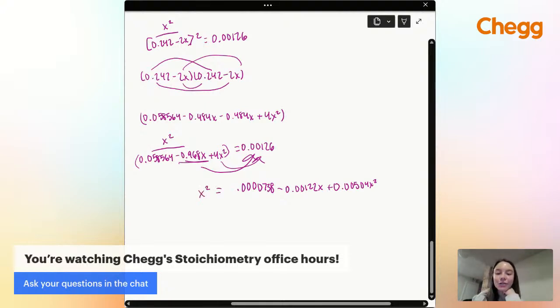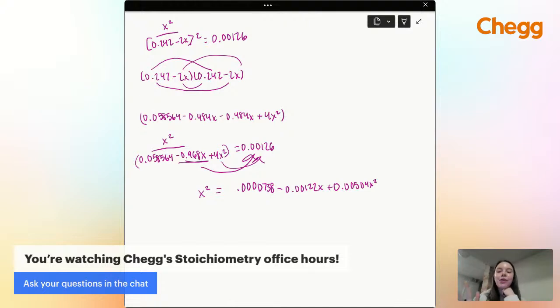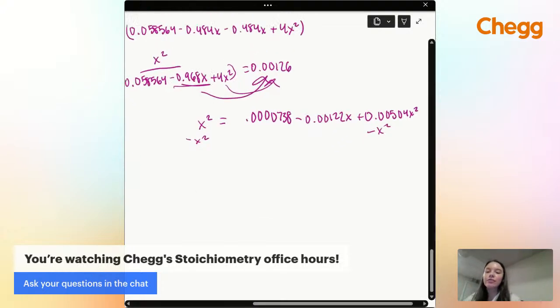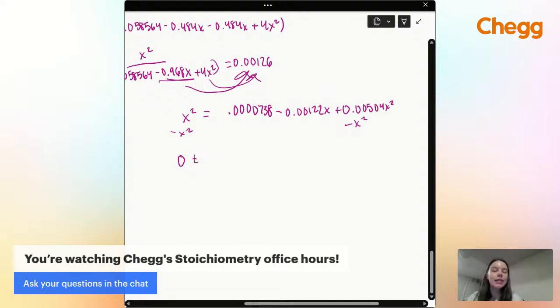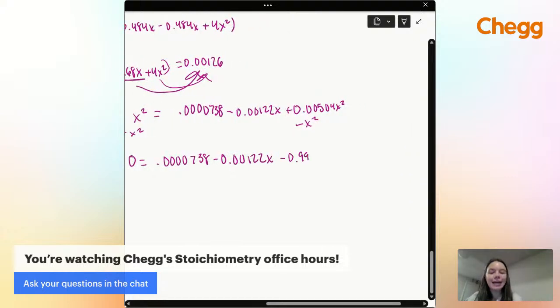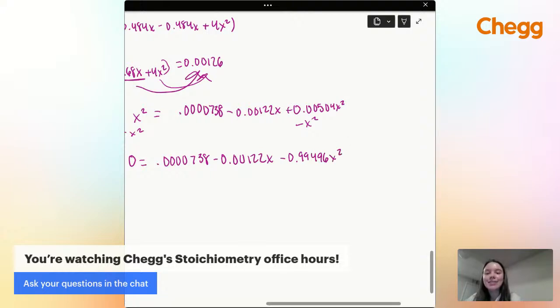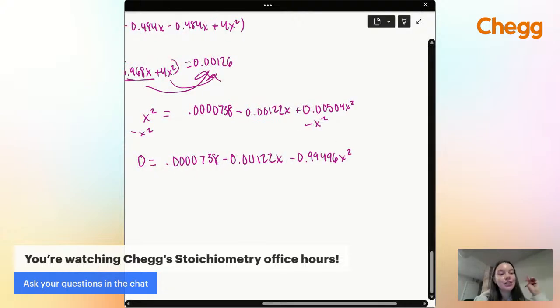So we have an x squared on the left. We want to get 0 on the left to be able to use the quadratic equation. So we're just going to subtract that x squared on both sides. So finally, before putting into the quadratic formula, we get 0 equals 0.000738 minus 0.00122x minus 0.99496x squared.